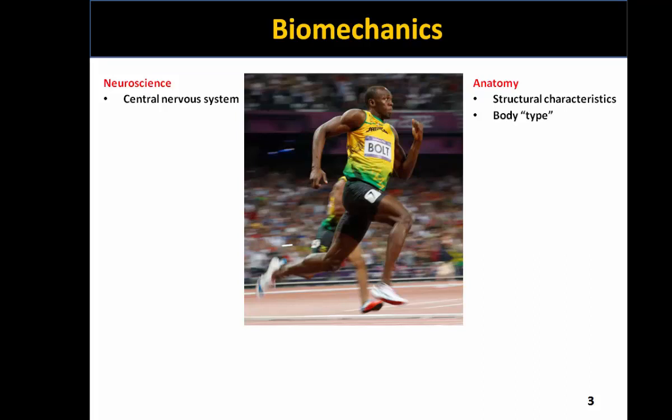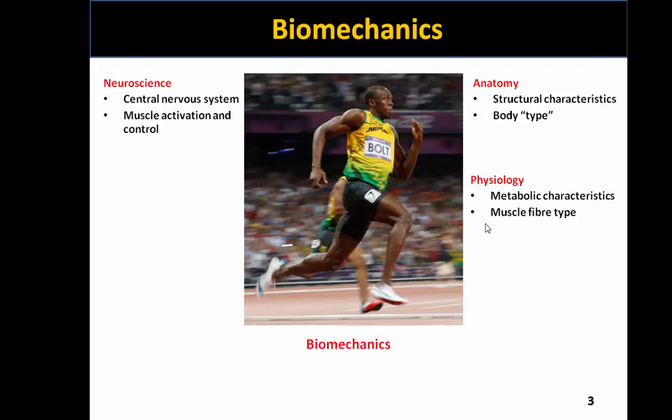When we talk about the neuroscience of human activity, we think about the central nervous system. More specifically, we talk about muscle activation and control, and this latter item we will touch on a little bit later on in the course. We have to also consider the metabolic characteristics, which are going to be a reflection of muscle fiber type, and will differentiate this athlete from, say, a marathon runner. We will not be spending a great deal of time identifying metabolic characteristics in humans. This course is focused on biomechanics.